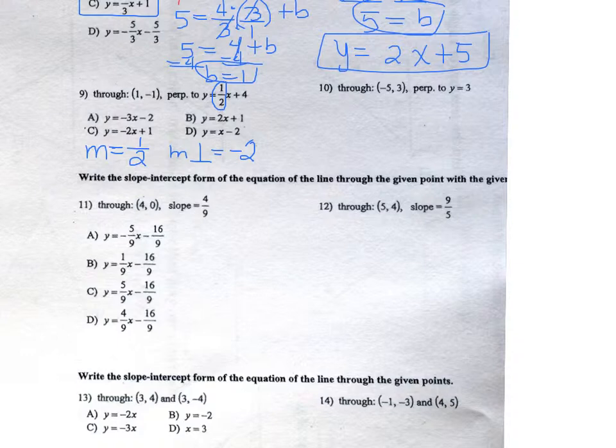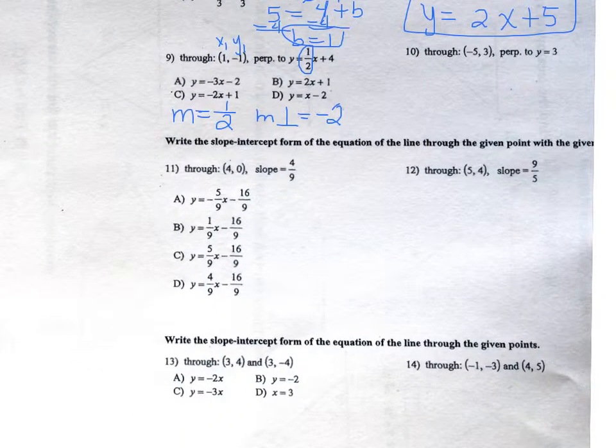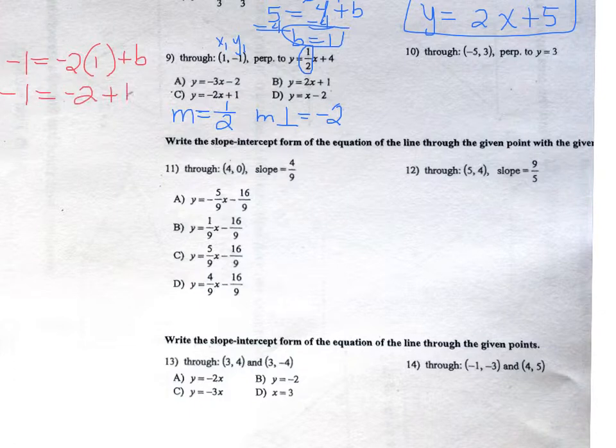So I use that slope and I use a point x1, y1. I put that into the equation. Let me move this to the side. So the equation would be -1 equals -2 times 1. I'm getting this information from the point and from the slope. -1 equals -2 plus b.